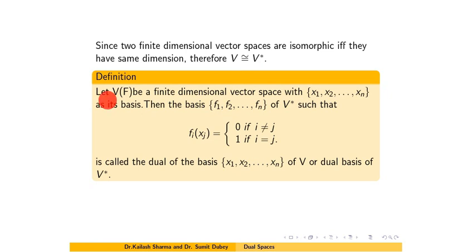Now a definition: let V F be a finite dimensional vector space with x1, x2, and so on up to xn as its basis. Then the basis f1, f2, and so on up to fn of V star such that fi xj equals 0 if i not equal to j, 1 if i equal to j, is called the dual of the basis x1, x2, and so on up to xn of V, or simply the dual basis of V star.